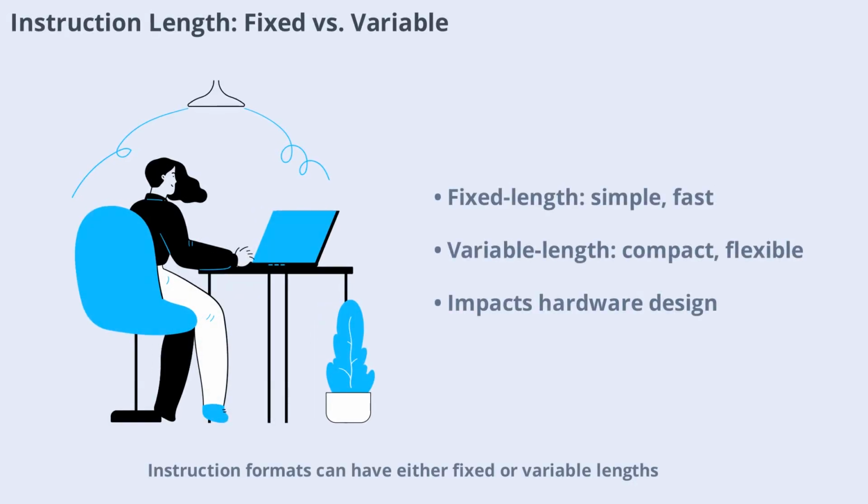Instruction formats can have either fixed or variable lengths. Fixed-length instructions are easier for the CPU to decode and execute, leading to simpler hardware and faster performance. Variable-length instructions, on the other hand, allow for more compact code and greater flexibility, but they require more complex decoding logic. The choice depends on the architecture's goals and the types of applications it targets.